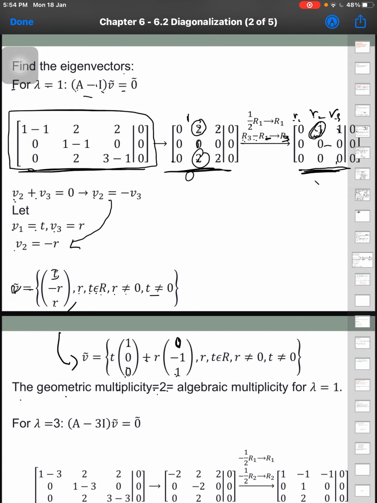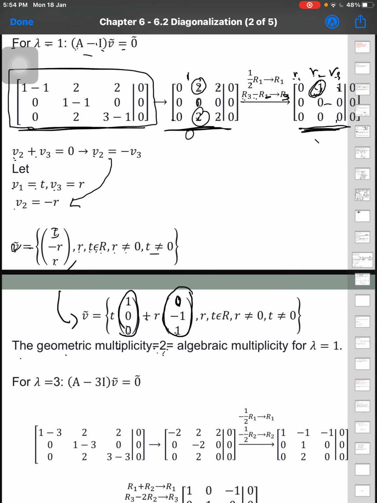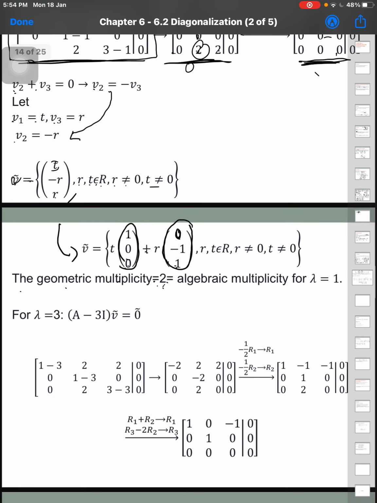Okay, so here the basis for the eigenspace is (1, 0, 0) and (0, 1, 0), negative 1, 1. Okay, so there are two bases. So therefore the geometric multiplicity is equal to 2. Okay, and from the above the algebraic multiplicity also equals 2. Okay, so they are the same, geometric multiplicity equal to 2, and this one also equal to algebraic multiplicity for lambda equal to 1. Okay, so therefore for lambda equal to 1, the condition is satisfied.